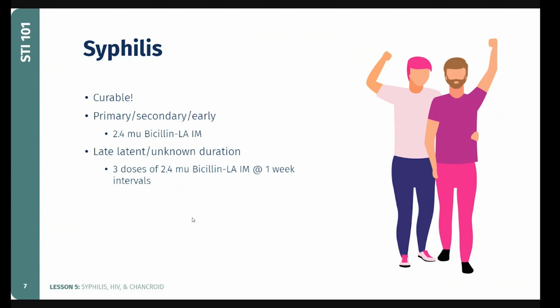For persons who are known to be infected over a year ago, or persons whom you cannot prove they were infected in the last year, they will be staged as unknown duration, latent, and have to receive 3 doses of bicillin at 7-day intervals.